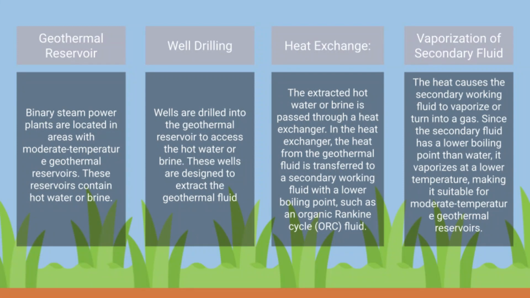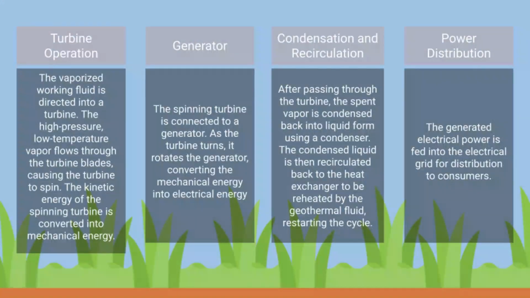Then the next process is the evaporation of the secondary fluid, where the heat causes the secondary working fluid to vaporize or turn into gas. Since the secondary fluid has a lower boiling point than water, it vaporizes at a lower temperature, making it suitable for the moderate temperature geothermal reservoir.